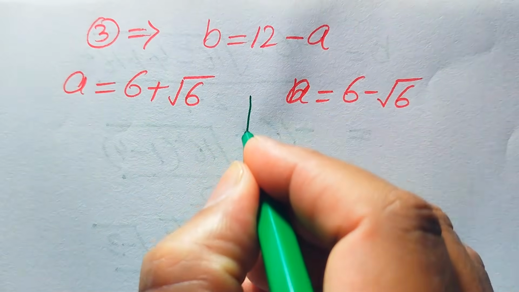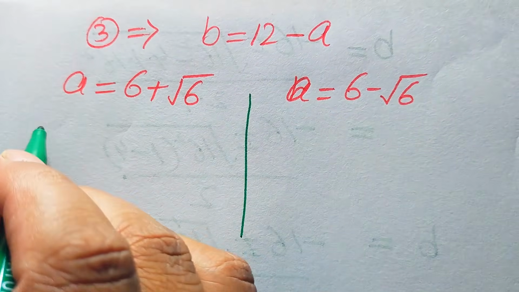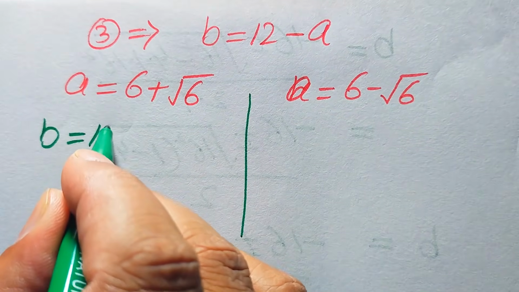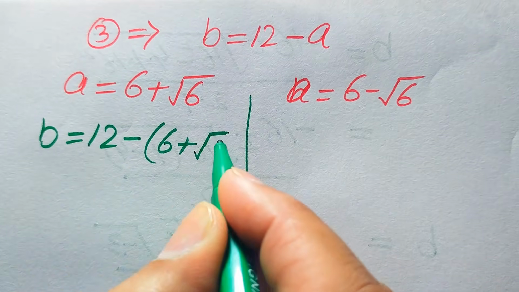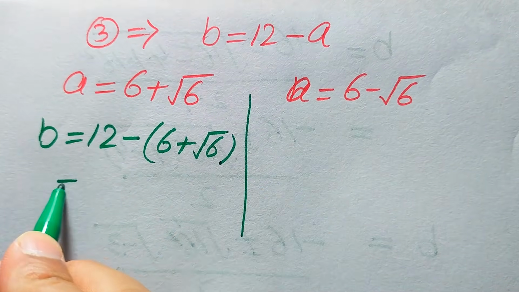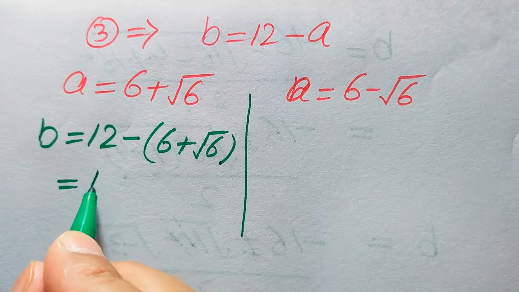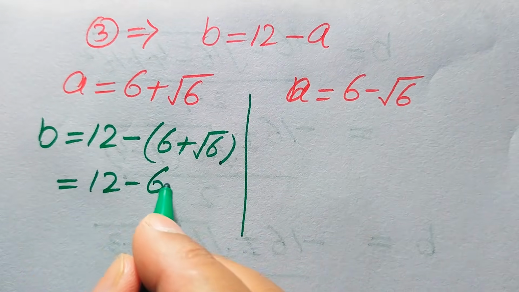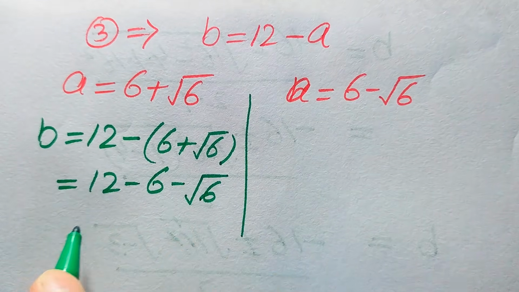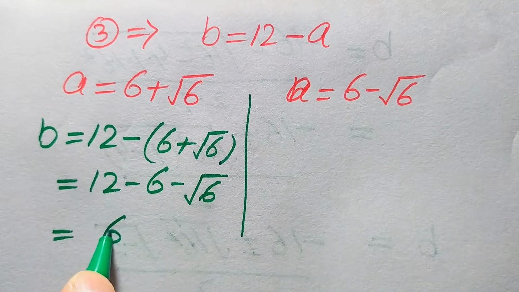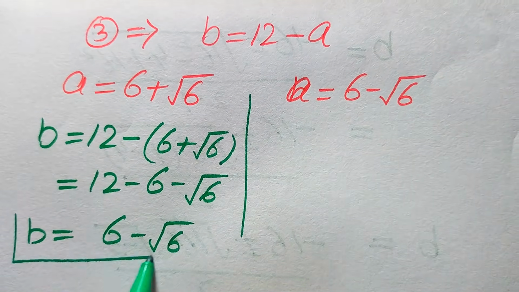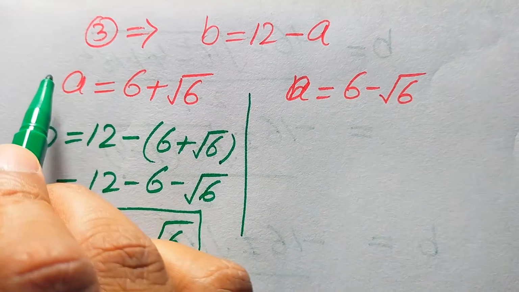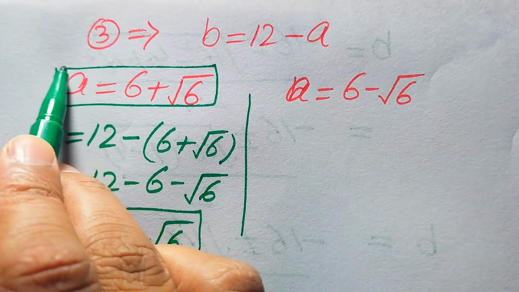Okay, so when we put this value here, it will be written as b equals 12 minus a. The value of a is 6 plus square root of 6, and here we multiply the negative sign on each of these values, and it becomes 12 minus 6 minus square root of 6, and 12 minus 6 becomes 6 minus square root of 6. So this is the value of b corresponding to this value of a.